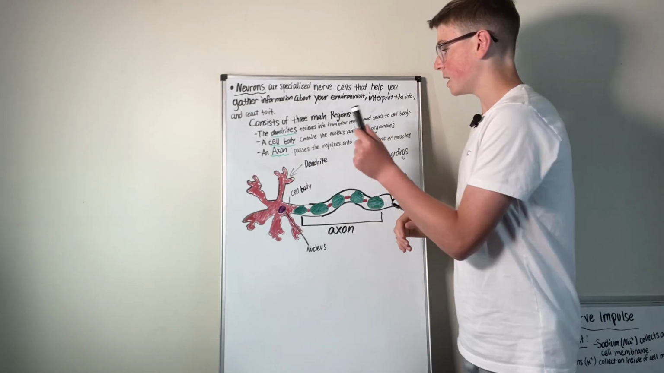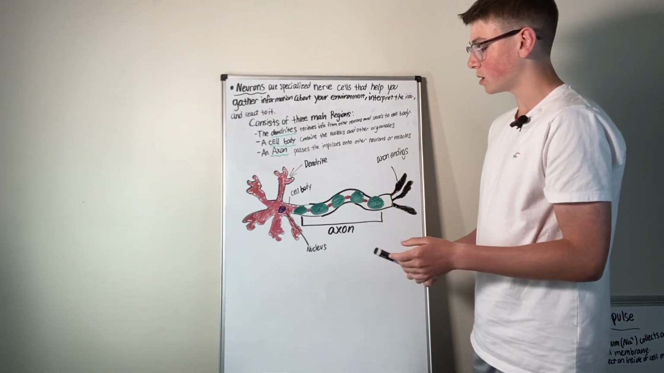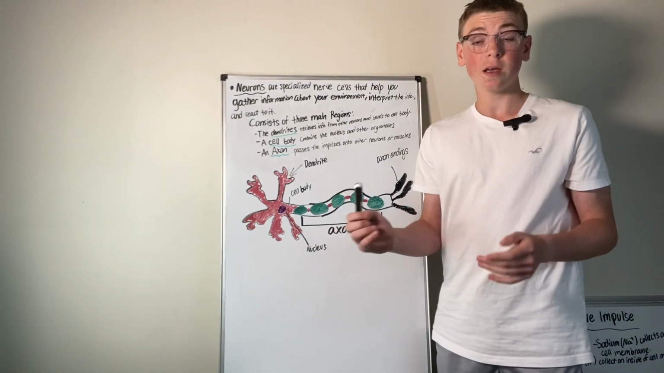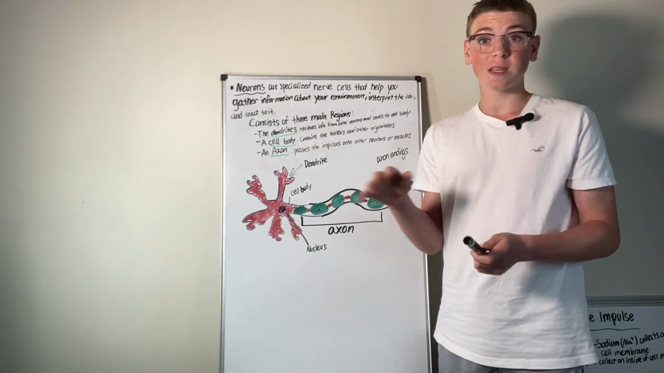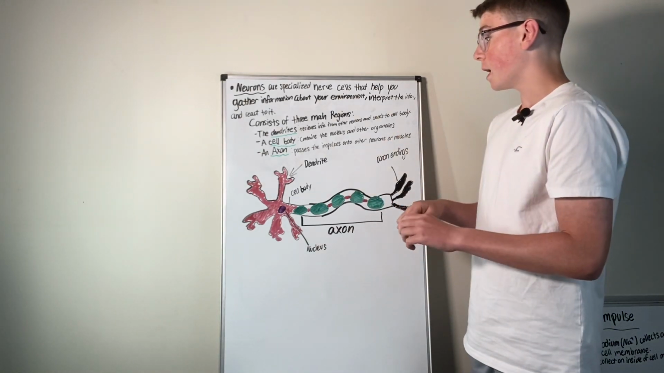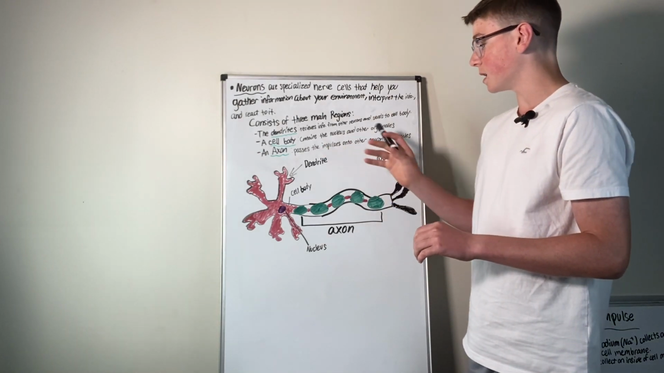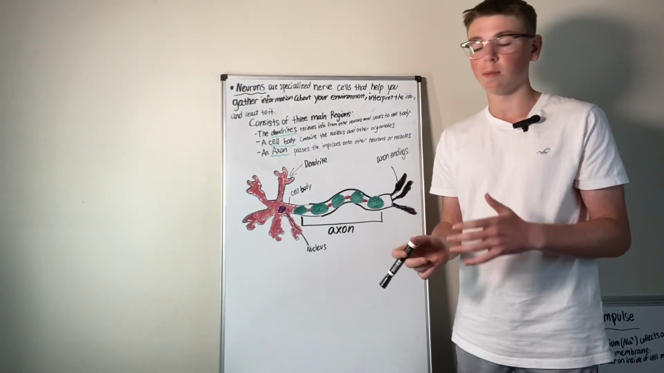And then there's the axon, which is this big long tail that has myelin sheaths on it. Some neurons don't have myelin sheaths, but that just means the impulse traveling down it is slower. We'll talk about that later. And that axon passes the impulses onto other neurons or muscles.